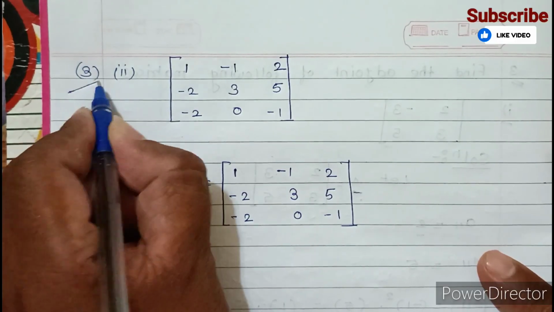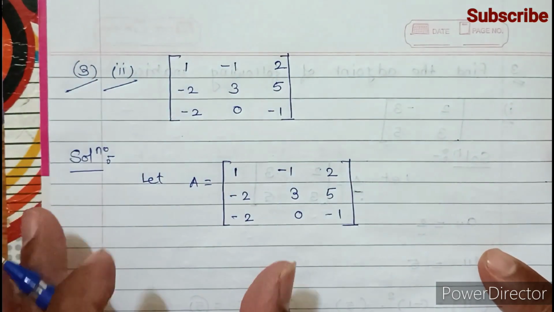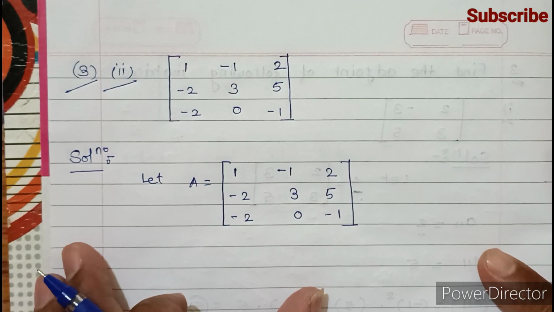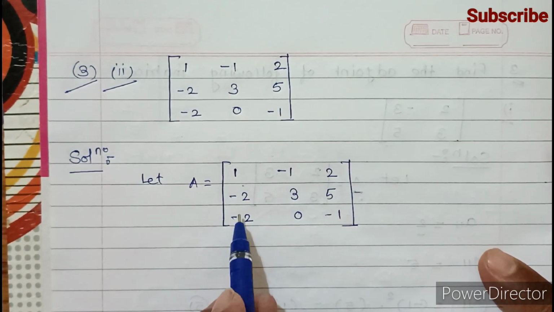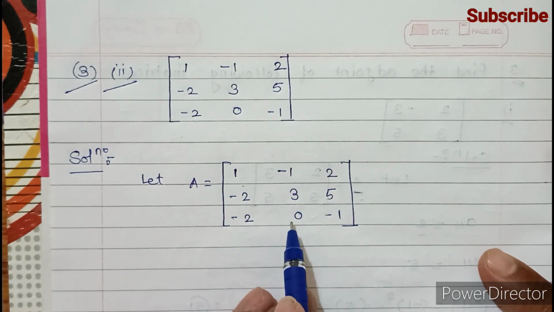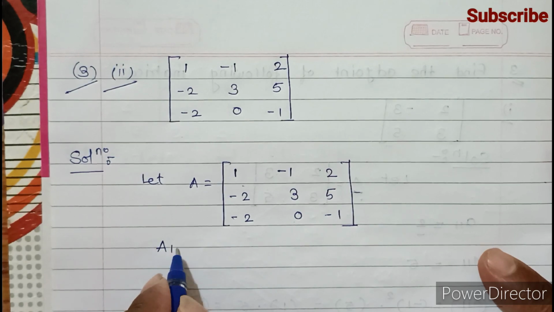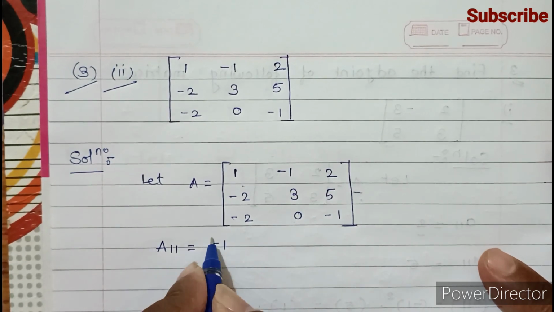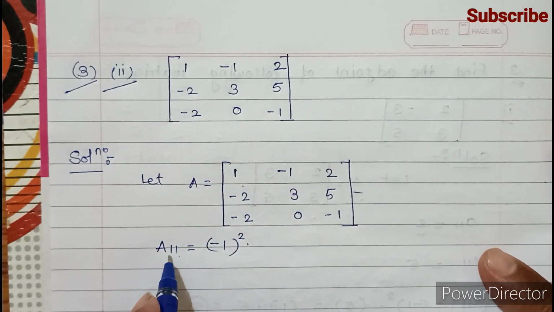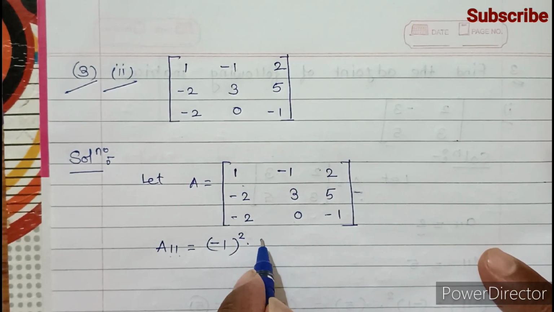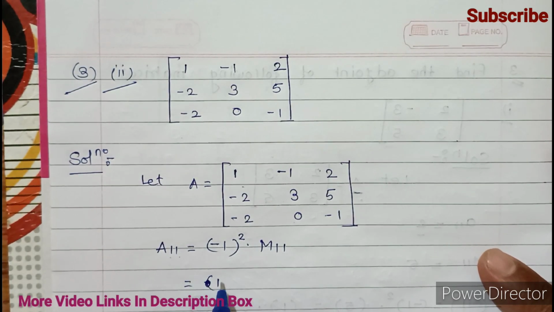Next question, question number third, sub question 2. Now we have to find the adjoint of this matrix. Write down the matrix as it is. That is, let A equal 1, minus 1, 2, minus 2, 3, 5, and minus 2, 0, minus 1. First we have to find the value of A11, that is equal to minus 1 to the power 1 plus 1, that is 2, into the minor of A11, that is M11, equals minus 1 to the power 2, that is plus 1.